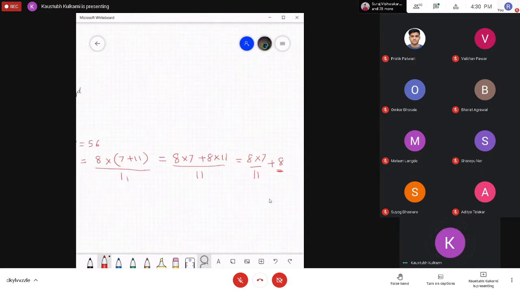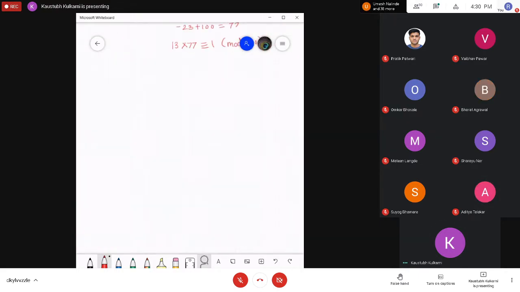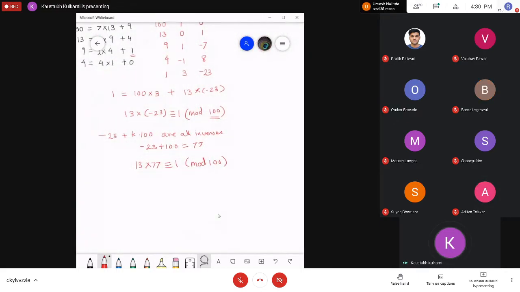Okay. So if you actually calculate 8 into 18, it is 144. And 143 is a multiple, the remainder is 1 again. Did this example make it clear to you why we can do this? Yes, sir. Okay. So let's take one more example.